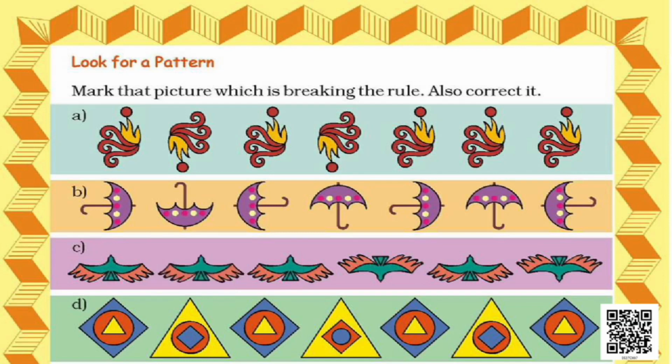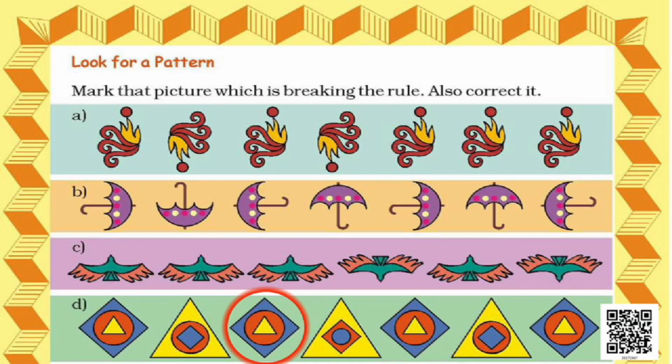Now bit number D. There are some geometrical shapes creating pictures. So what is the first picture? A square, within that a circle, within that a triangle. Second one, a triangle, within that a circle, within that a square. Third picture is the same as the first one.